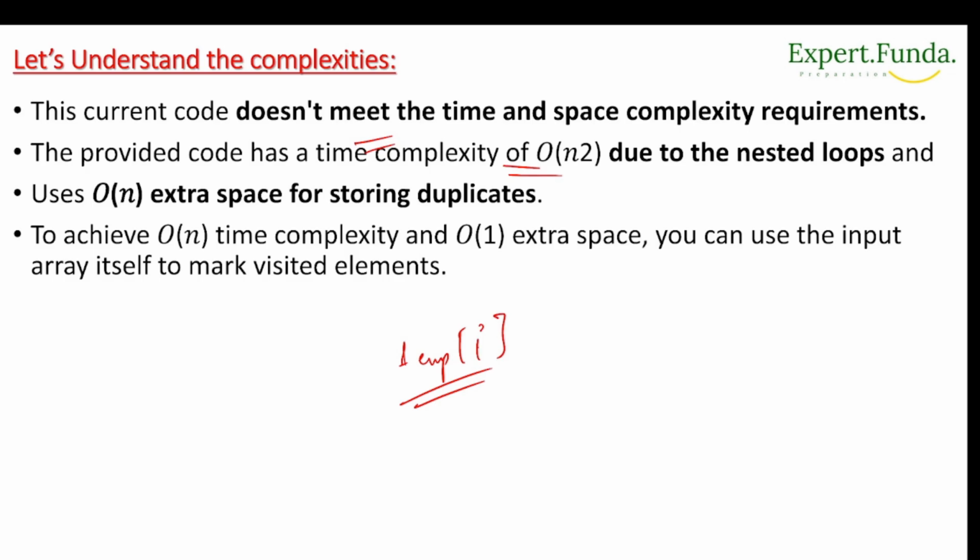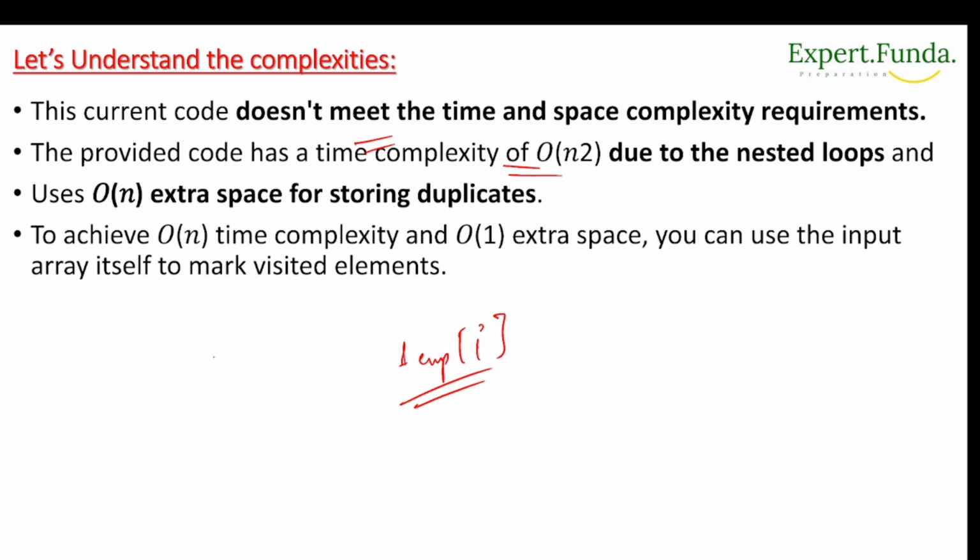So now pause this video and think how we will optimize this code. I'm saying, to achieve O of n time complexity and O of 1 extra space, what do you have to do? You have to think yourself. You can use this input array itself to mark the visited elements. Suppose you are given an element and you see it is already visited. If already visited, you mark that element, and once we see it is visited, it means this is a duplicate, and you return it in the output. You will print it directly.